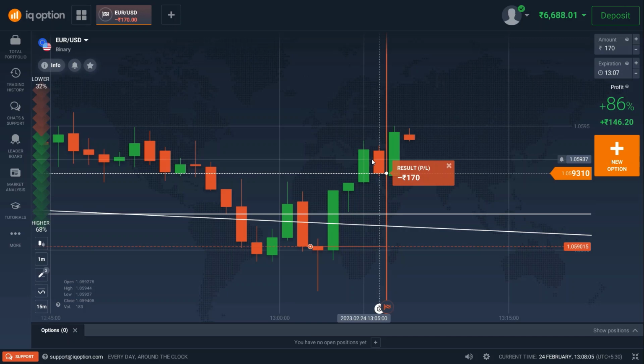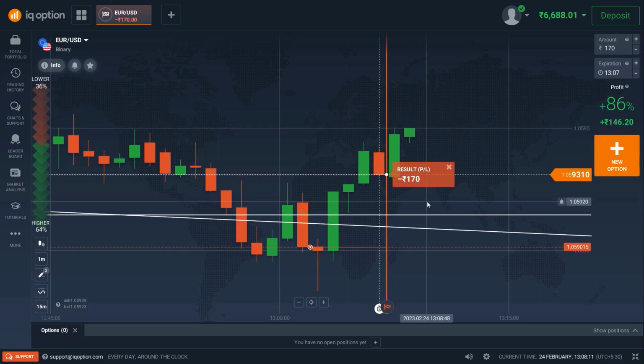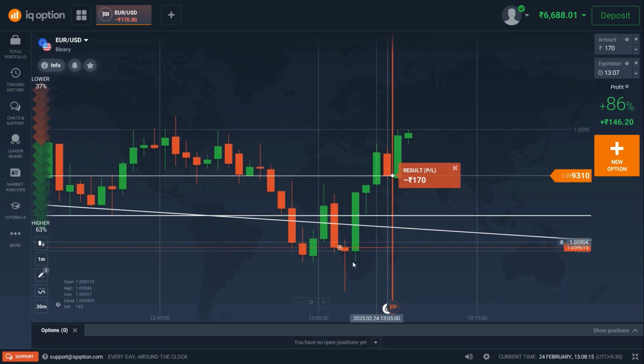And I guess I need to start going for reversal trades, because that was giving me a good win-loss ratio. So these open breakouts are not going according to my strategy.